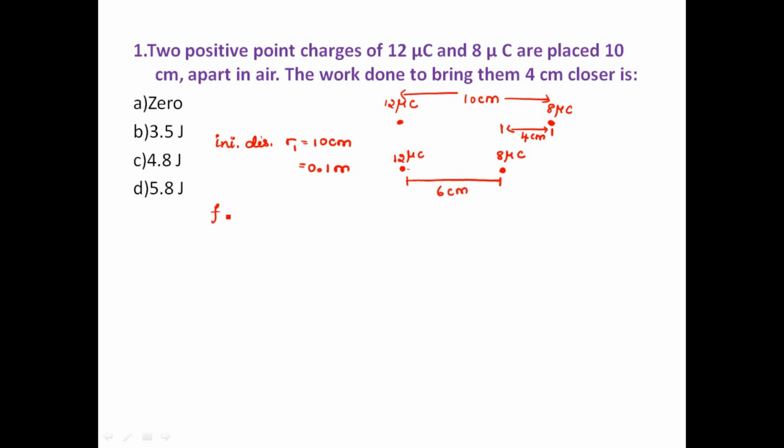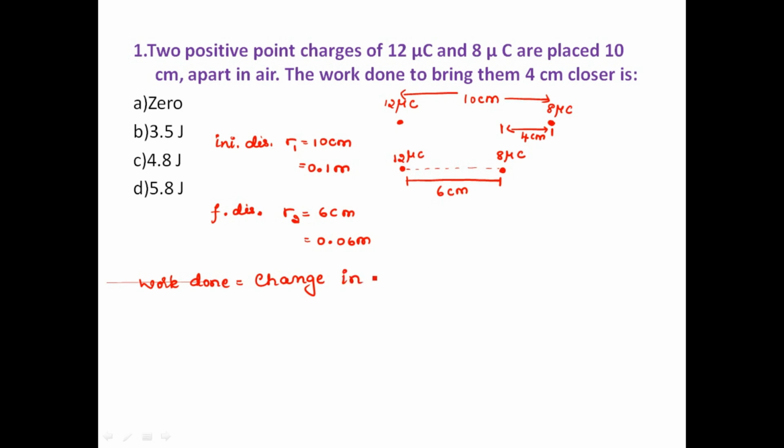What happens to the final distance? It is R2 equal to 6 centimeter, or 0.06 meter. We made a note that the charges are now brought closer to each other, right? So what is the work done in moving this charge 4 centimeter closer? That work done is nothing but the change in potential energy.